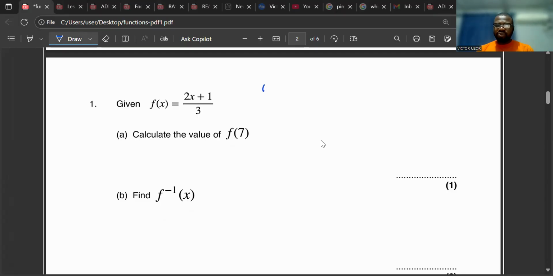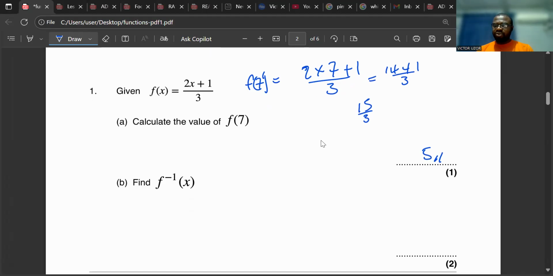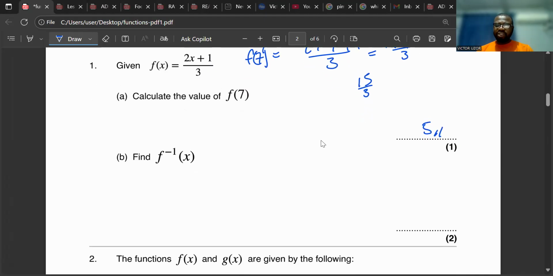So how do we do that? f of 7 will now be 2 times 7 plus 1 over 3, which should give you 14 plus 1 over 3, which should give you 15 over 3, which should give you 5. Very simple.